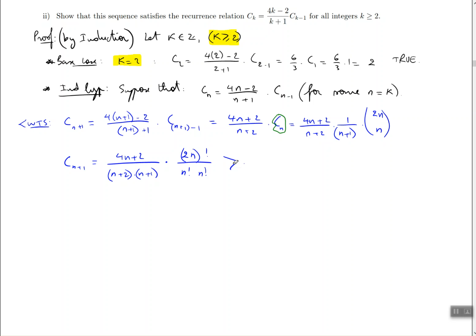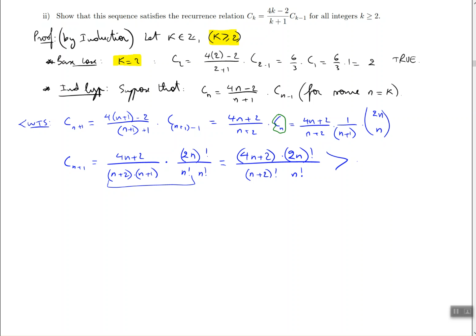Okay, another way of saying this goal is to say something like this. It's (4n plus 2) times (2n)!, all divided by, if we put these three together, that's the same thing as saying (n plus 2)! and then n!. So that may be a little bit easier to get to, so that's why I'm rewriting it.